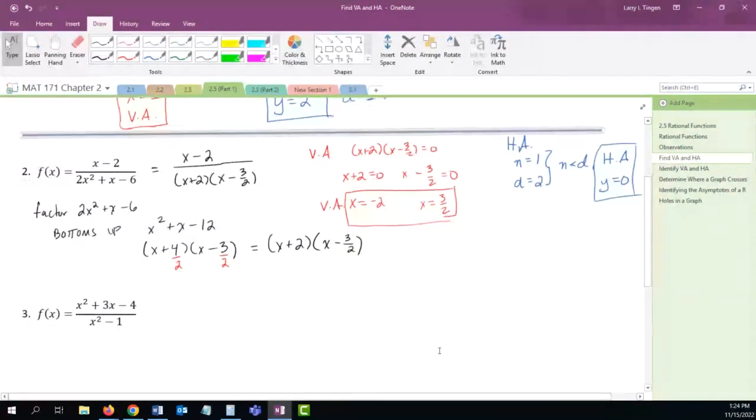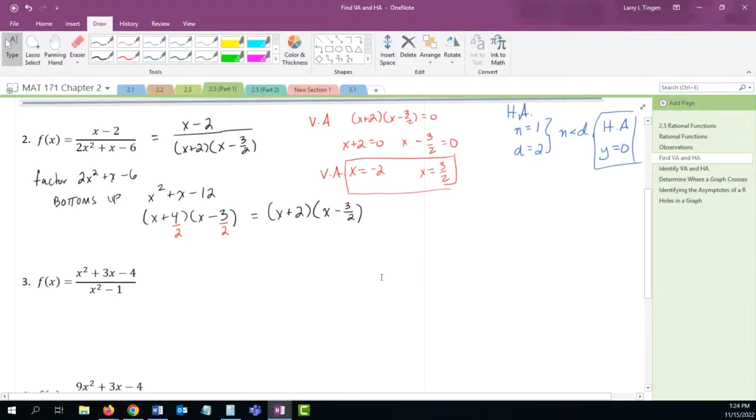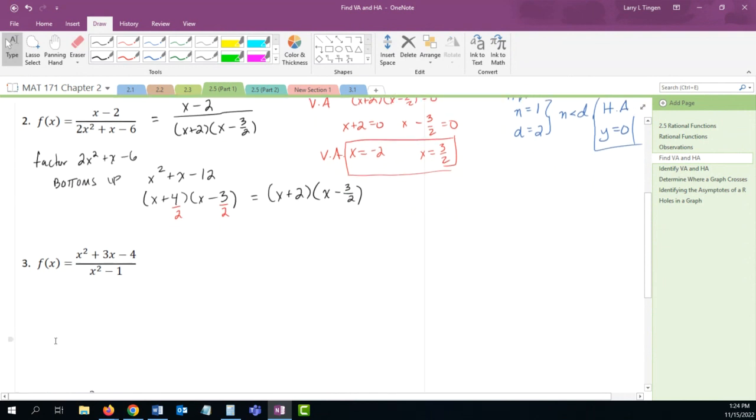All right. So that's 2 of those. Let's go after the next one. All right. Now, does this factor? Okay. Let's try. Okay. So x squared plus 3x minus 4 over x squared minus 1. Two numbers that multiply to negative 4 but add to 3.